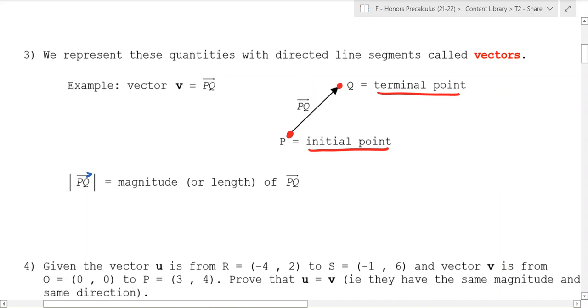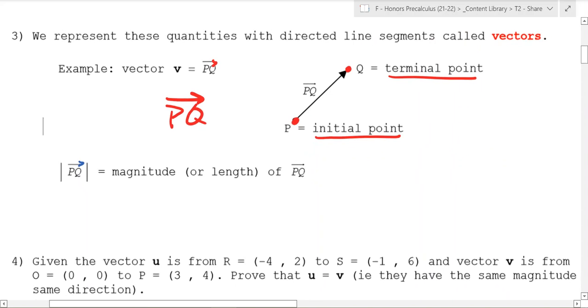And you must have that little hat up here. See that little hat? It's very small. So it needs to be PQ with an arrow. That means vector PQ. Now, if you want to know just the magnitude, which is just a scalar, a single number, you note that with these two bars. This would just be the length, the magnitude of the vector.